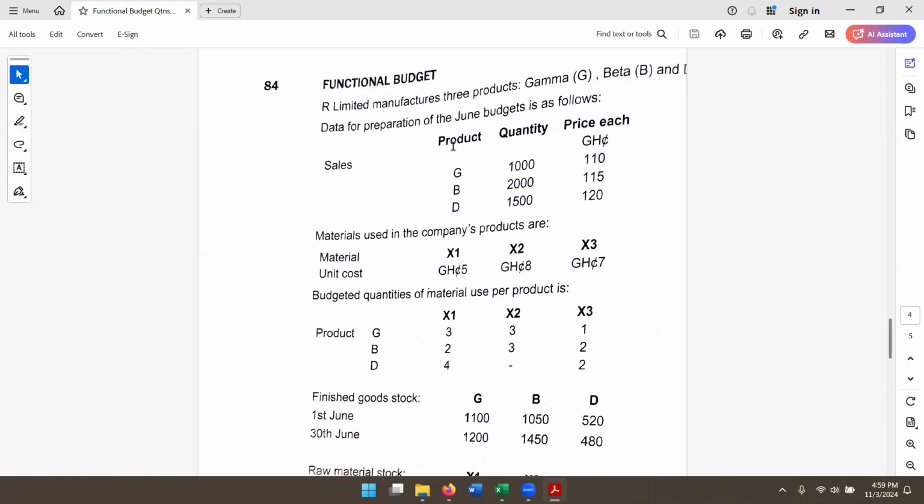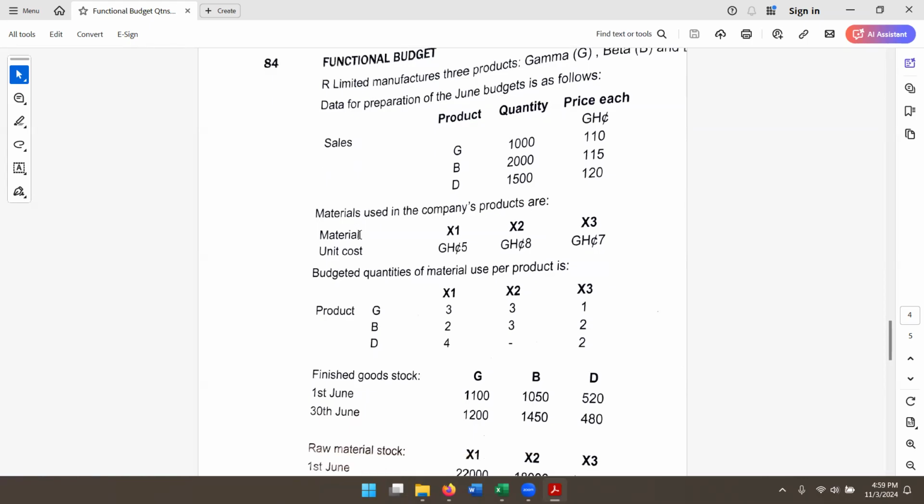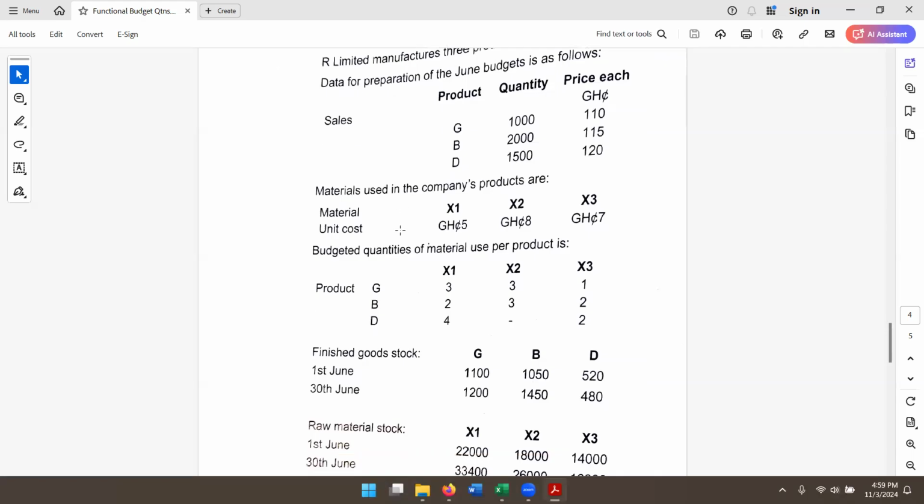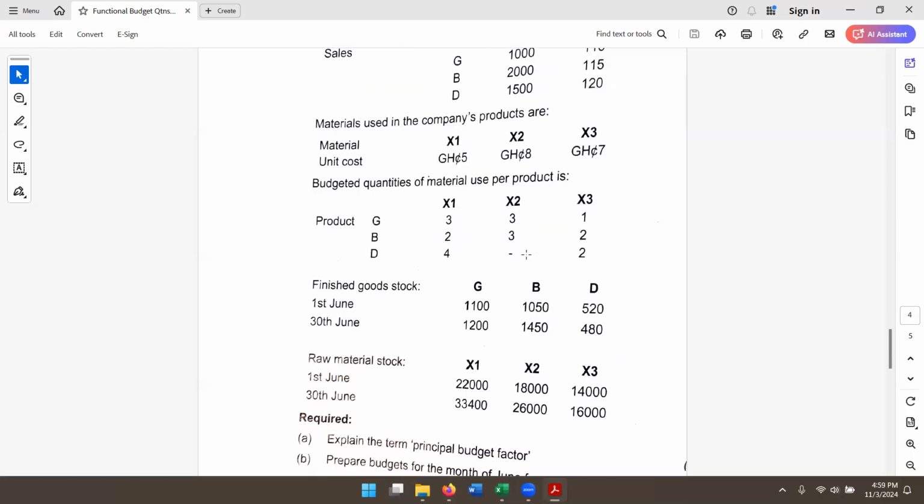Data for preparation of June budget is as follows. They've given us sales, the product, the quantity, and then the price for each. Then the material usage. The materials used in the company's products are X1, X2, and X3. So for them to produce G, B, and D, they need three different raw materials with their unit cost, so price per raw material. Budgeted quantities of material used per product: if they want to produce a particular product, this is how they will use the raw materials.